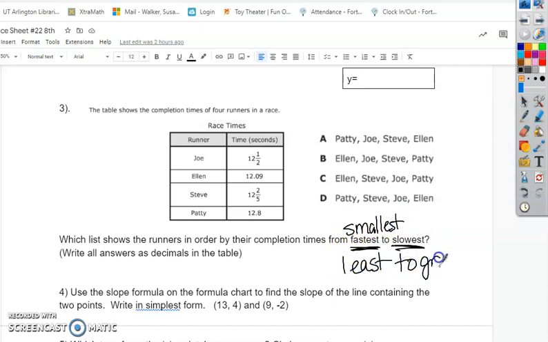What I would like you to do is make sure in your calculator that you change all of these, make sure all of those are as decimals. I will give you a hint. I know 12.8 is bigger than 12.09. So I know this one wasn't the fastest. So I know Patty wasn't the fastest. Little things like this can just help you narrow it down and not be quite so intimidated by the problem.